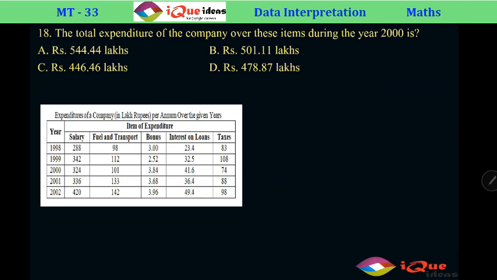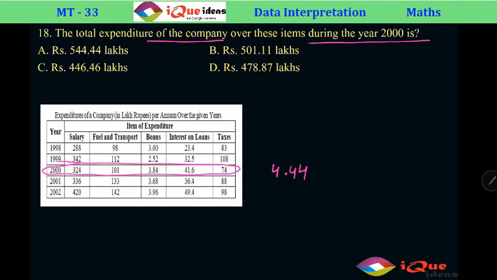Now this one, the 18th question, said the total expenditure of the company over these items during the year 2000. So we have a simple addition of all the values of 2000, right? So simply add them. So 0.8, 4 and 6. So 4, 8 and 6, 14. 1 carry forward. 1 and 4, 5 and 1, 6 and 3, 9 and 1, 10 and 4, 14. Again 1 carry. 1 and 7, 8.